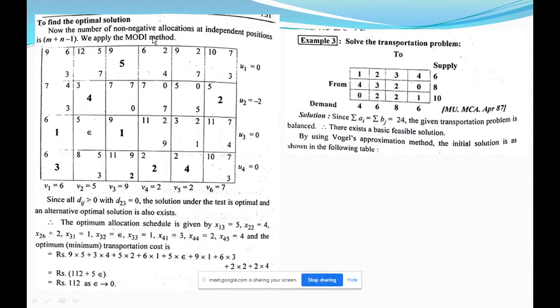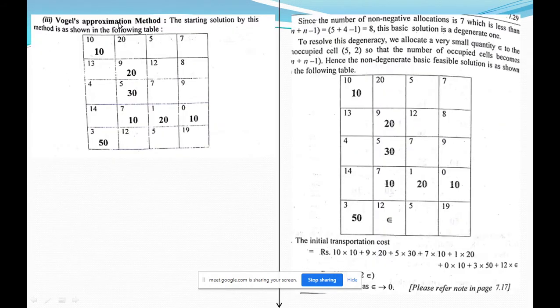I said several times, this method is used to check the initial solution. We had the initial solution. These are the initial solutions we have, given by Vogel's approximation method, the initial transportation cost by Vogel's approximation method. Is this optimal or not? How do we tell that this is optimal?